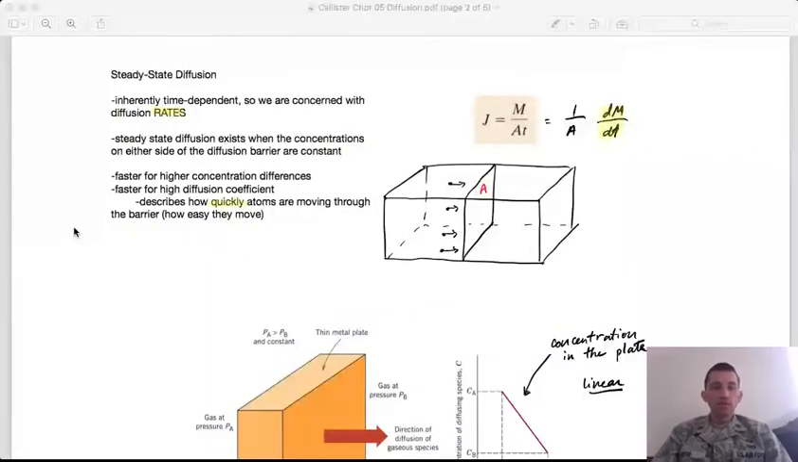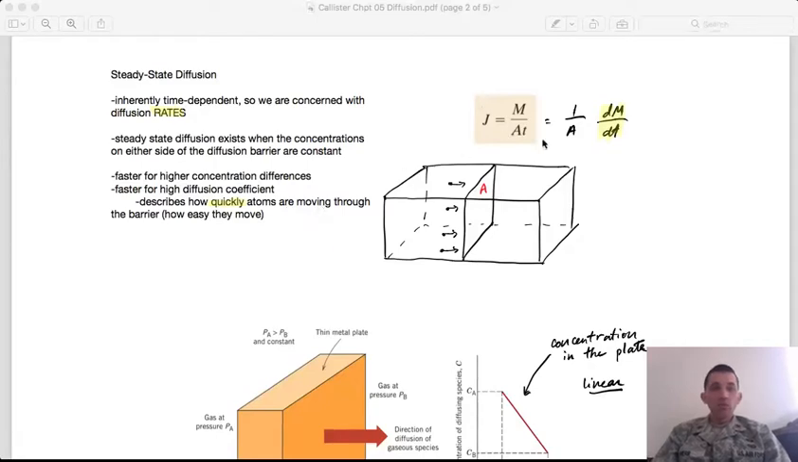Okay, so mathematically, how do we think about diffusion? How do we represent it? And there's two general cases: steady state and non-steady state. So steady state is the more simple version. It's probably the less frequent case. But here, and I guess in all diffusion, we're talking about diffusion rates. So this is a rate-dependent thing. You could get the same amount of diffusion at a lower rate just by waiting longer.